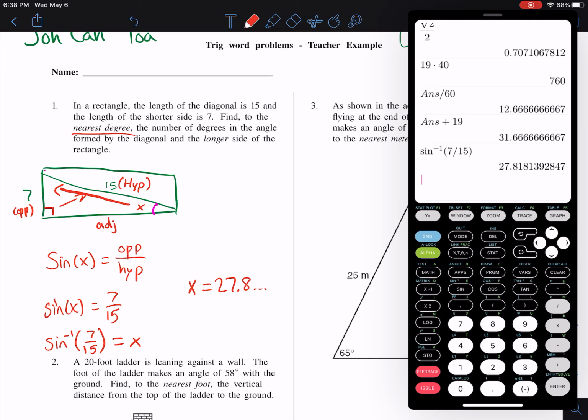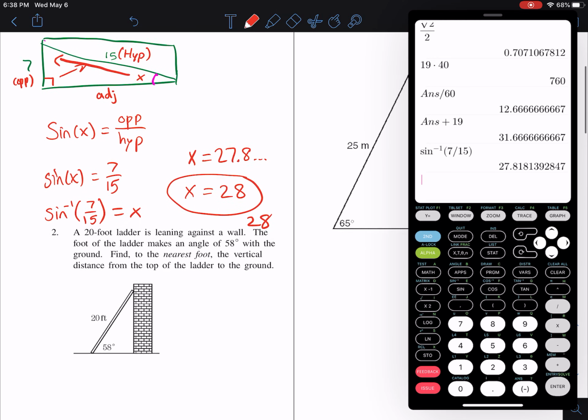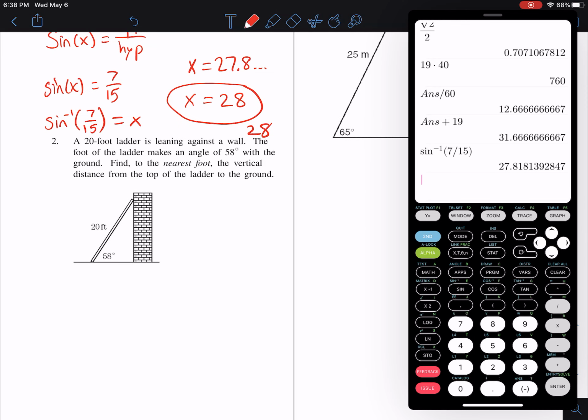We're rounding to the nearest degree, so this is going to be 28 degrees. Now, when you're plugging this in to the program, you don't have to put a degree symbol. You don't even have to write x equals. You can just put 28 in. That's all you have to do. All right, let's look at another example.